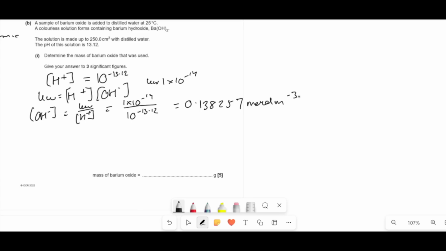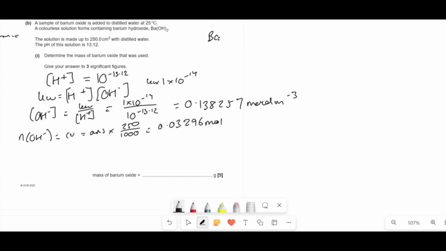Now, therefore, what else do we know now? So we know that the solution is made up with this much distilled water, so we can try and work out the moles of OH minus now, which would be the CV, which is just going to be that answer times 250 over 1,000. If I do that, we get 0.03296 moles. So all of that has come from the BaOH2, right?